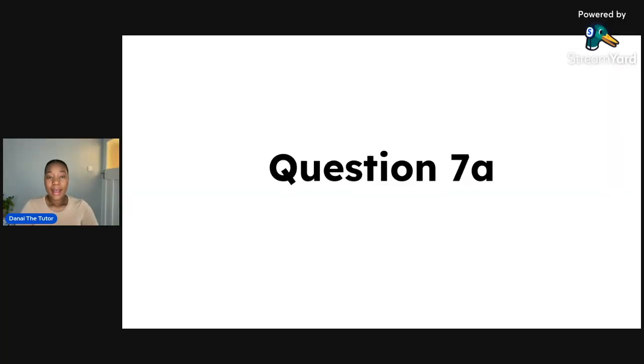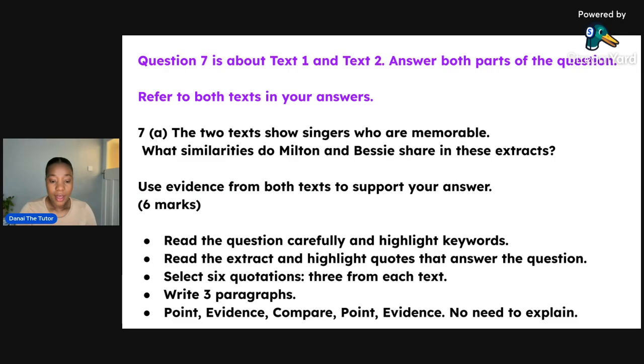Question 7a. Okay, so question 7 is divided into two parts, 7a and 7b. Okay, we're going to look at 7a to begin with. So 7a is very different because you are not marked on your analysis of techniques or your evaluation of anything. This question is looking for you to look at similarities between the texts, okay?